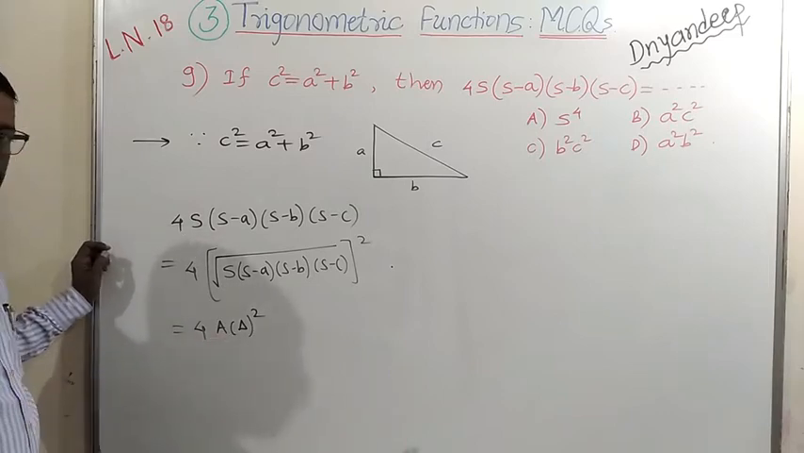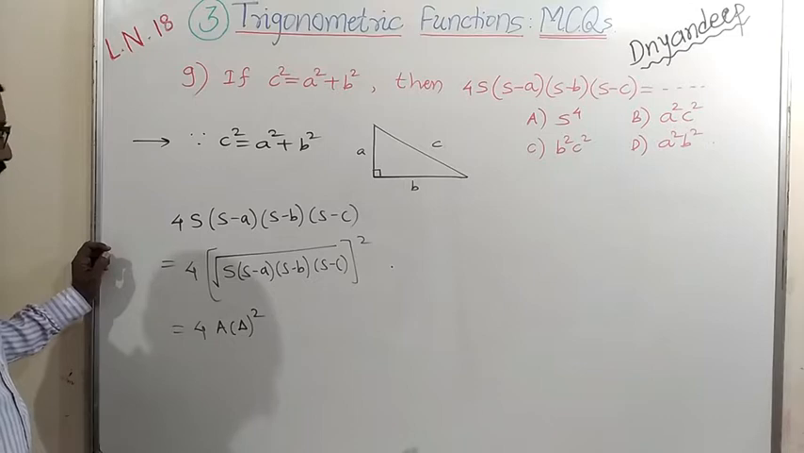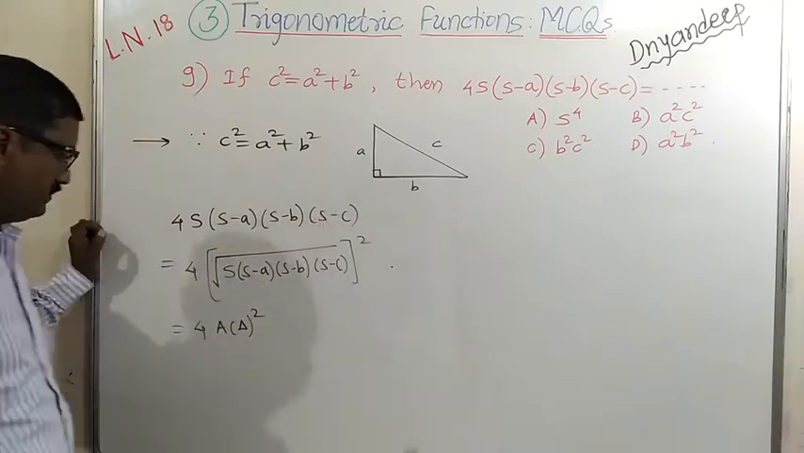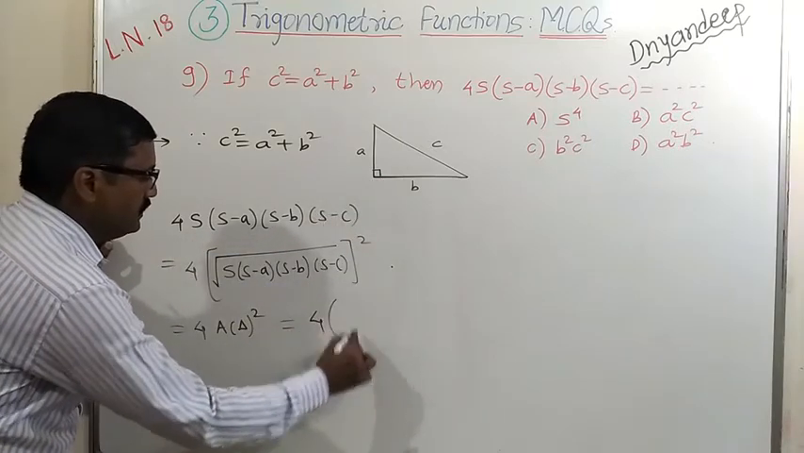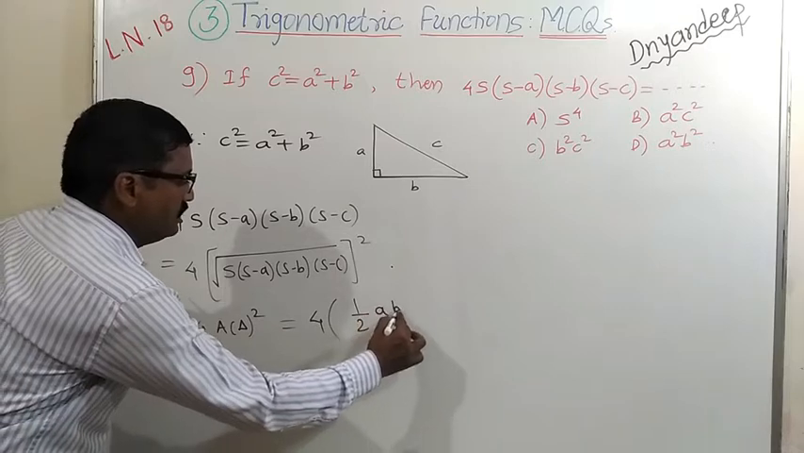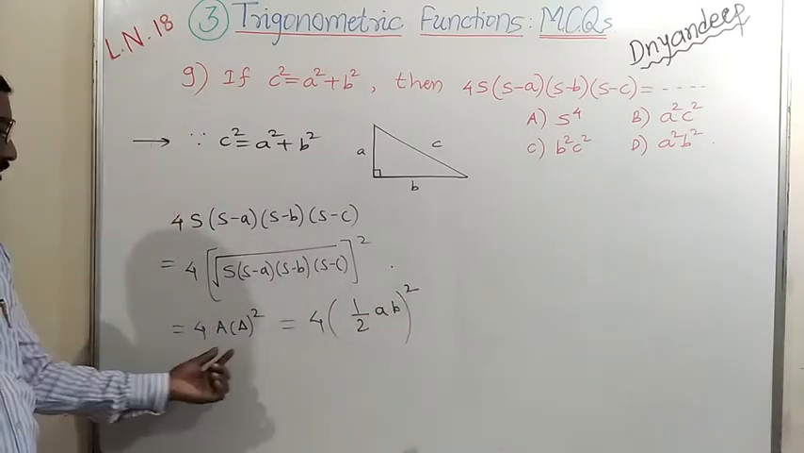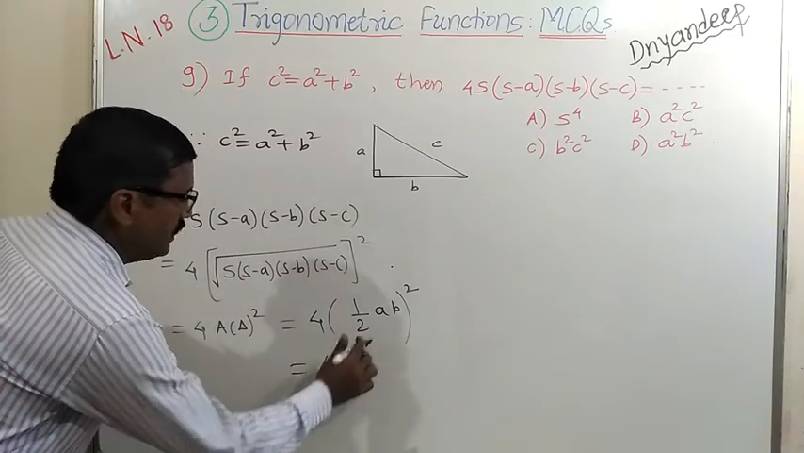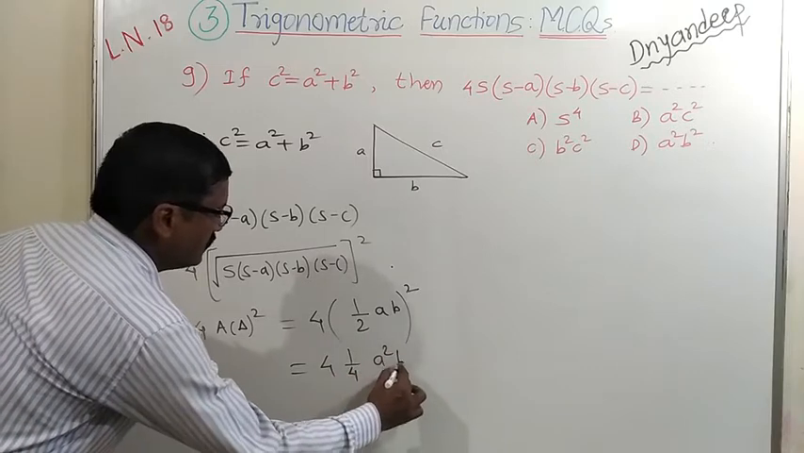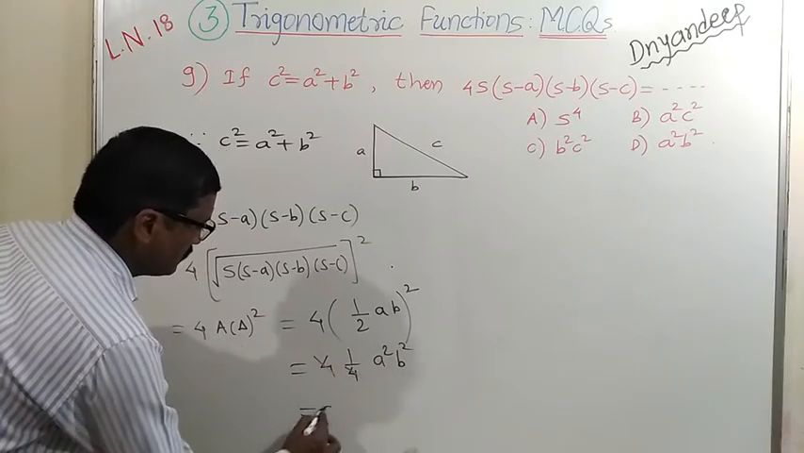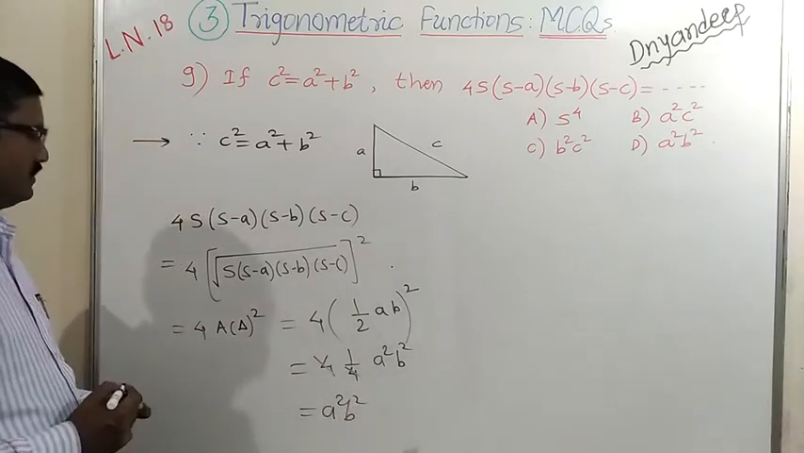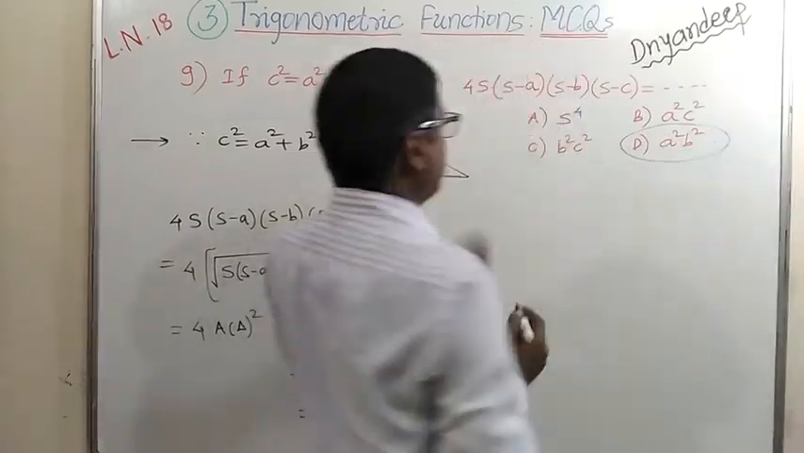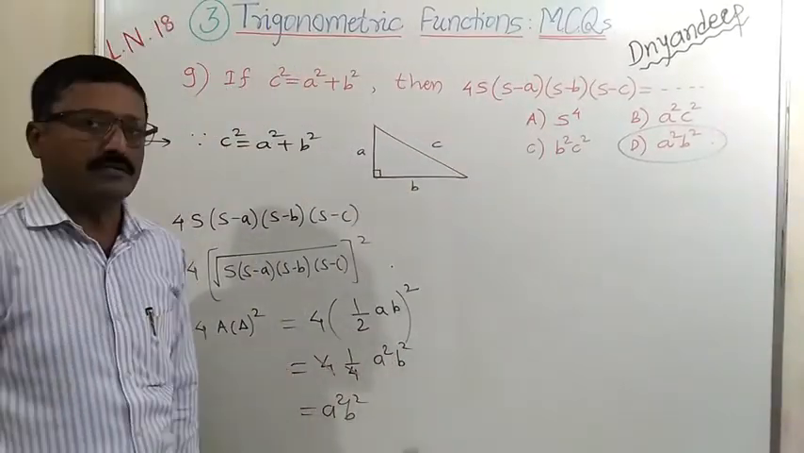What is the area of triangle? This area of triangle is nothing but 1/2 a into b. So it is equal to 4 into (1/2 a into b) in brackets. Area of triangle is 1/2 base into height, that is 1/2 a b. So it is equal to 4 into half squared, that is 1/4, and a square b square. Here 4 will cancel, remains only a square b square. So the value of the given expression will be a square b square, that is option number 4, that is D.